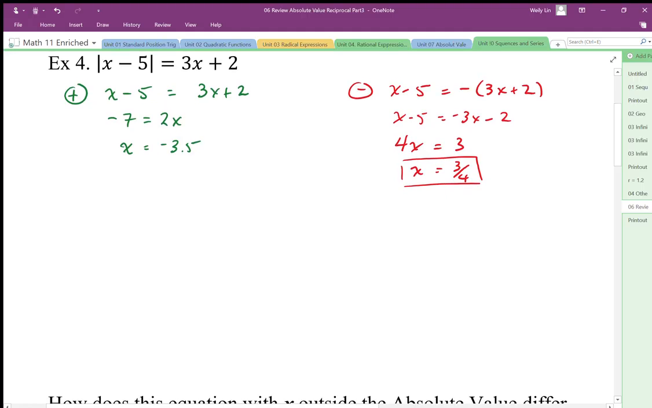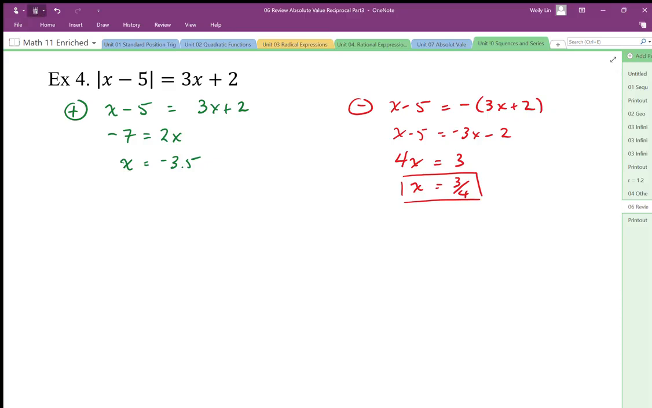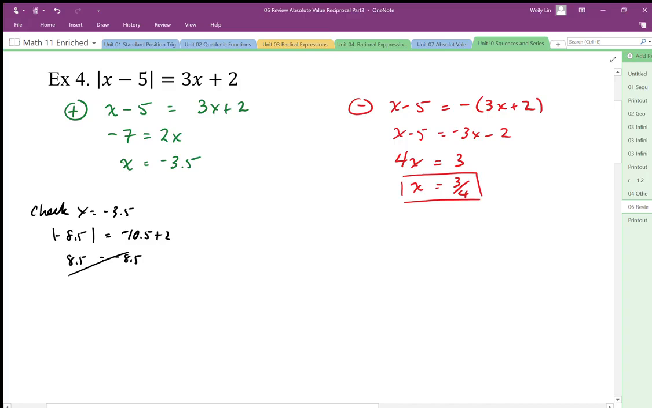I do have to check for extraneous solutions. So when I plug it back in, my check. So x equals negative 3.5. When I substitute it in, I get the absolute value of negative 8.5 is equal to, this is going to be negative 10.5 plus 2. And so we're going to have 8.5 equals negative 8.5. Okay, so that's extraneous. So this one is extraneous.